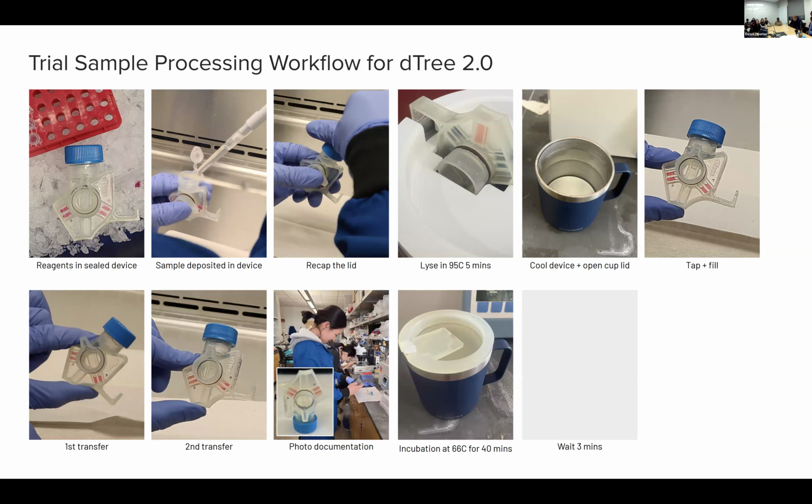These are where the reagents are housed. This was just a trial run, so you don't really see a color change, but if you had a positive sample, then you would see a yellow color, and if you have a negative, it would stay pink.